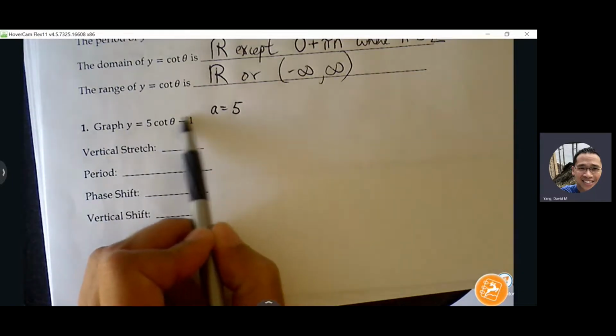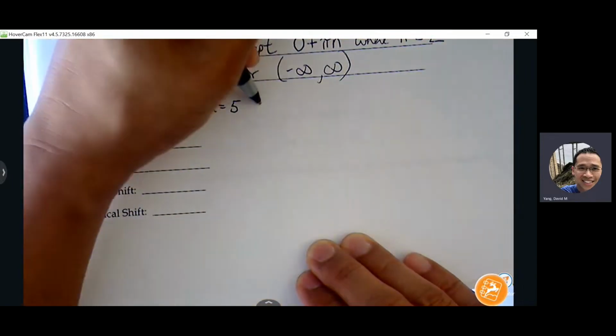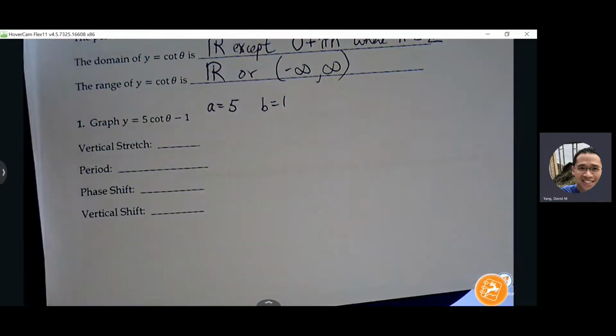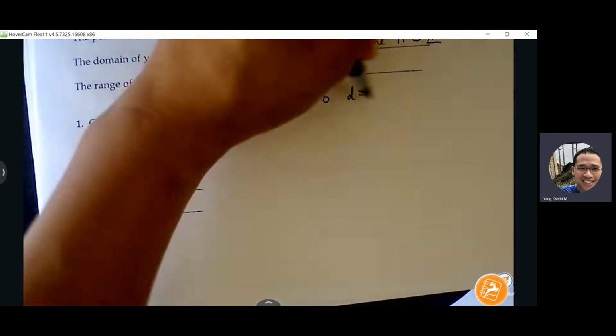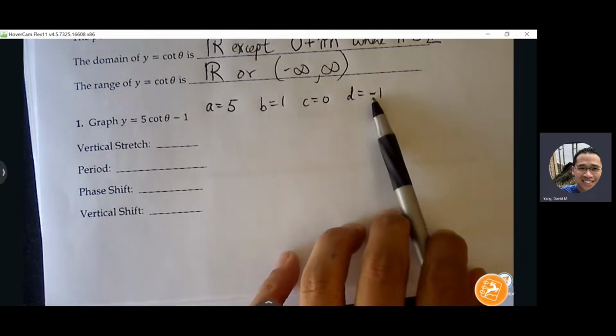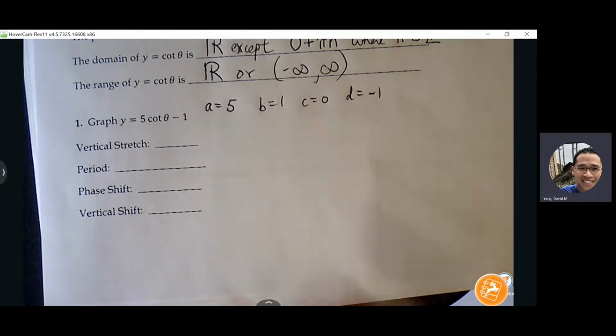So if we see any number hanging out there, we just have to assume that it's not part of theta. It's by itself. So B is just 1. If you don't see a B value, it's always just going to be 1. C is 0, and then D is -1. So there's no phase shift. It does go down by 1. There is a vertical stretch, but there's no horizontal compression. It's going to stay as the parent graph. Okay.